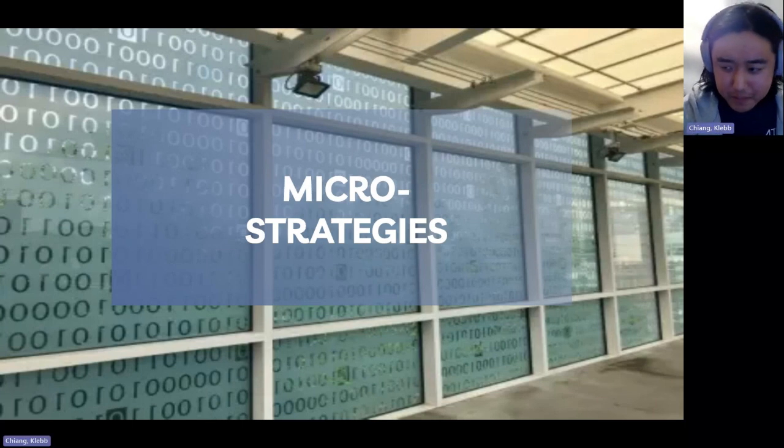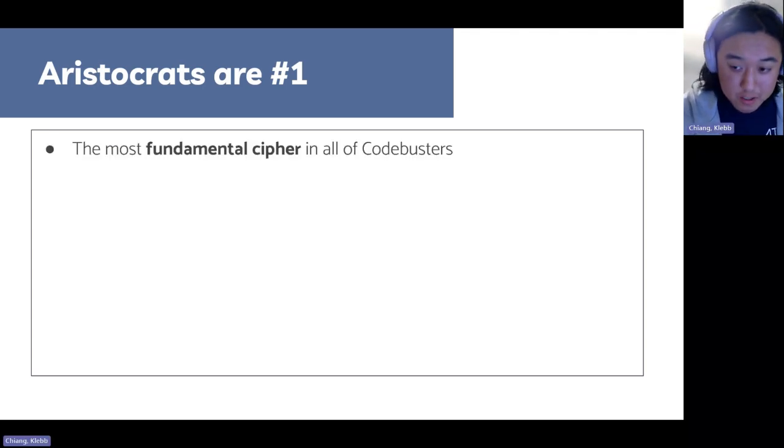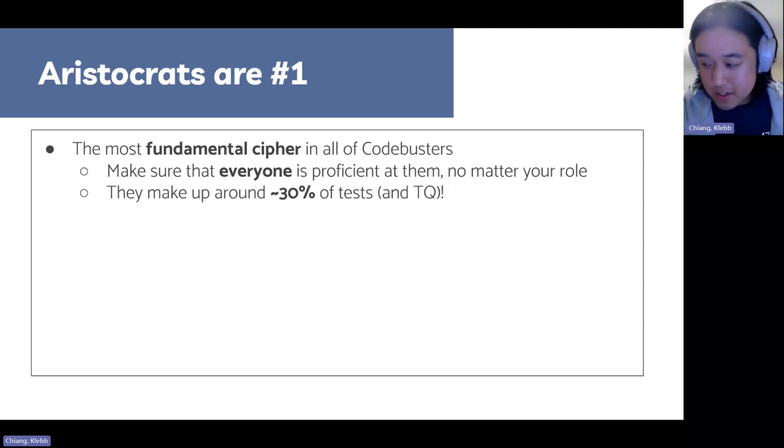All right, let's talk micro strategy. First and foremost, aristocrats are number one. Aristocrats, that's your typical encoding letter for letter, often randomly or seemingly randomly. Aristocrats are the most fundamental cipher in all of Codebusters. In fact, I believe that no matter what role you play on your team, you should be proficient at aristocrats. Why is that? Well, first of all, it's like 30% of your test plus the timed question. It's a lot of points. It's a very, very big chunk of the points that you can possibly earn.